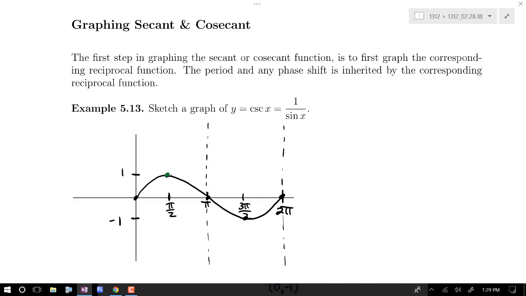Right here, we know our cosecant function is positive, right? So as I approach this asymptote, it has but one choice left. It can only shoot upward toward infinity. Likewise, when it approaches this vertical asymptote, it has only one choice, and that is to shoot upward toward infinity. It's positive, and I'm getting close to dividing by 0.